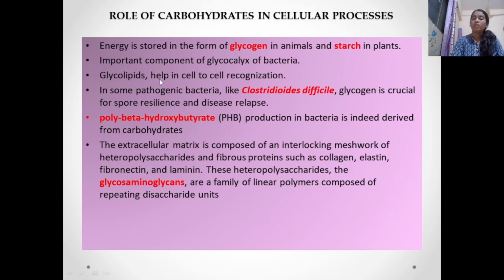Glycolipids also help in cell-to-cell recognition. In some pathogenic bacteria like Clostridioides difficile, glycogen is crucial for spore persistence and disease relapse. Also, PHB molecules, which are poly-beta hydroxybutyrate molecules, are produced in bacteria under conditions of nutrient lack, or when the carbon source is in excess in the medium, and they are then utilized by bacteria. Then the extracellular matrix is composed of interlocking meshwork and heteropolysaccharides too.